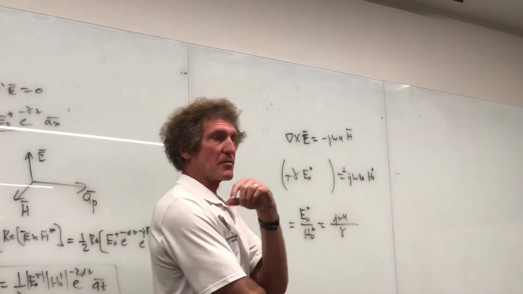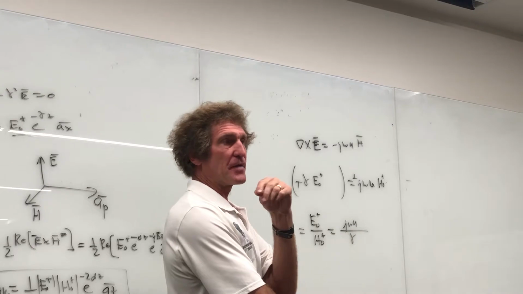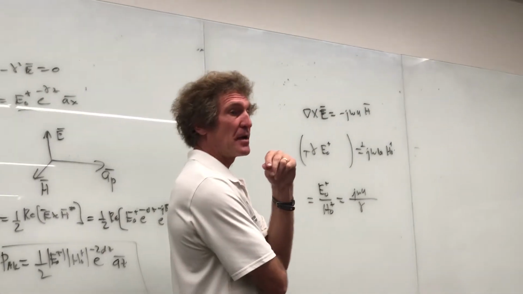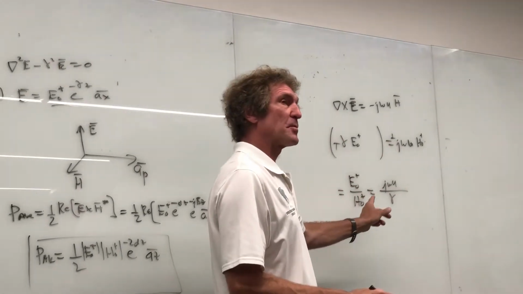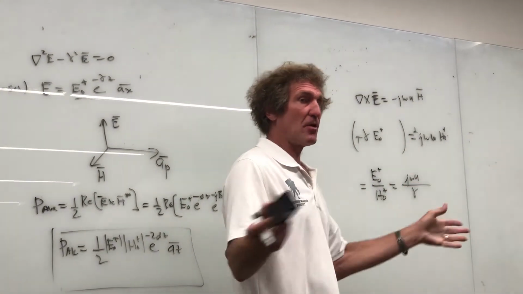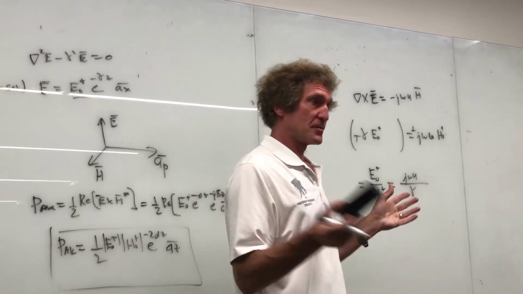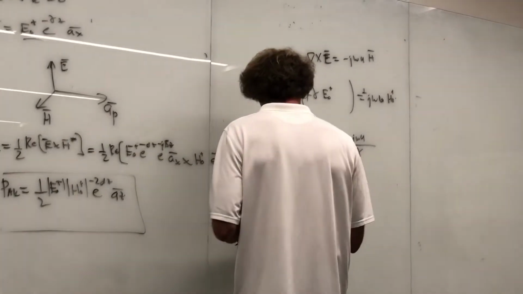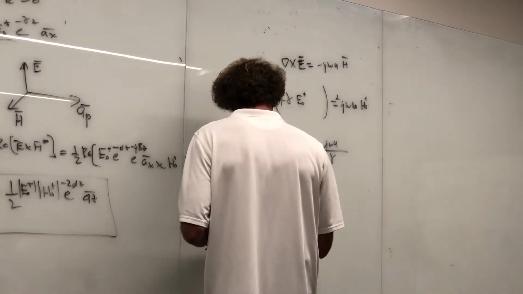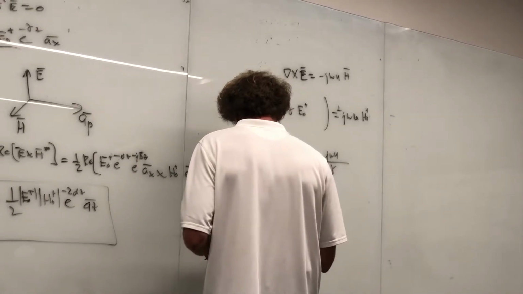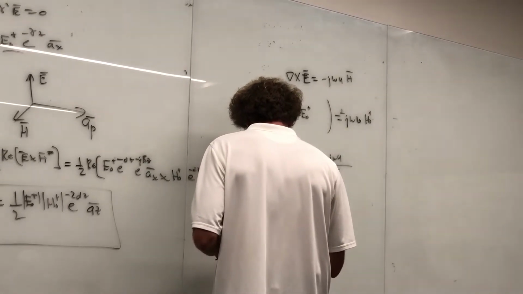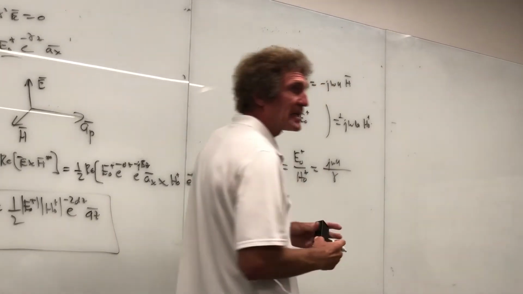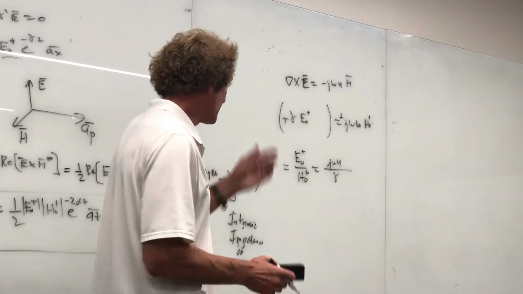E is volts per meter, right? And H, what are the units of H? Amps per meter, right? So if you got volts per meter over amps per meter, you have volts over amps. And what do we call that? Ohms, right. And this is a characteristic or intrinsic impedance of a media. So write that down. That's the intrinsic impedance of a media. What it does is relate the ratio of E to H in any media.